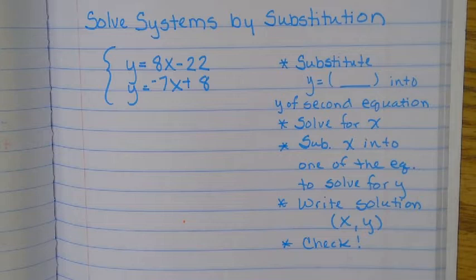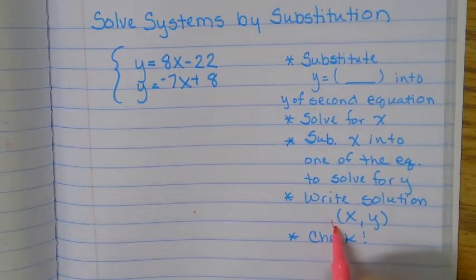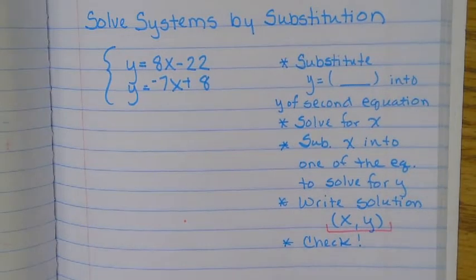What we're doing: solving systems by substitution. Last week we did systems by graphing. When we were graphing, the solution we found was where the two lines cross, right? So our solution to a system is always in the form of an ordered pair. But we don't always have to graph them.